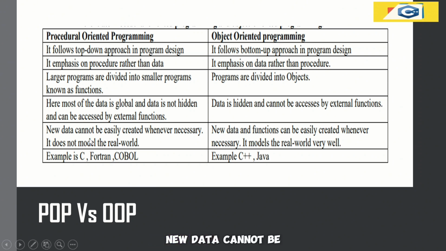New data cannot be easily created or added whenever required in POP. That is the limitation of POP. Because we need to follow a certain sequence, we cannot add any new feature in between and hamper the sequence of the procedure oriented programming. But that is not the case in OOP. In OOP, new data and functions can be easily created whenever I need them.